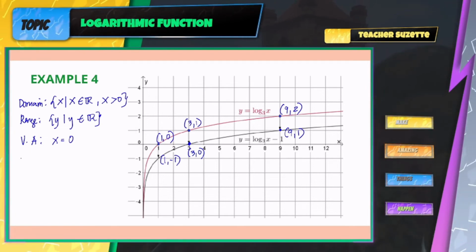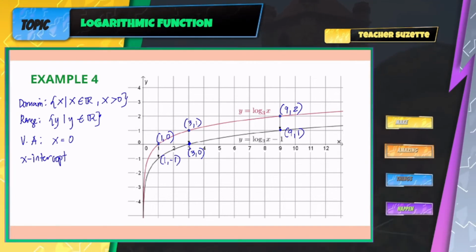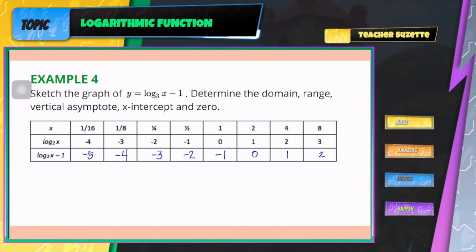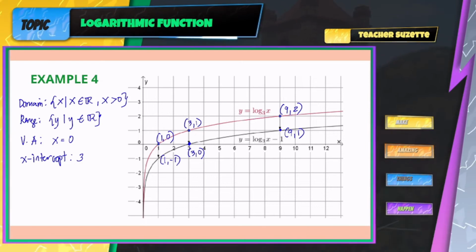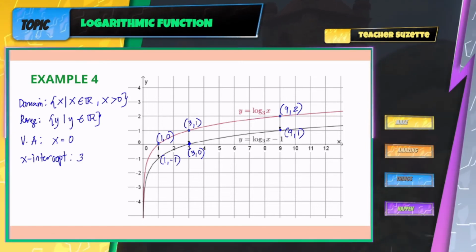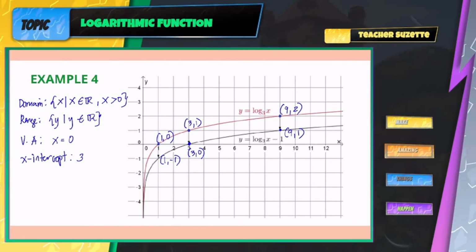So, for our intercept, we only have our x-intercept. Kung titingnan mo po sa ating graph, 3 as our x-intercept. Again po, aside from obtaining the x-intercept graphically, we can also solve for our x-intercept algebraically by setting our y is equal to 0.